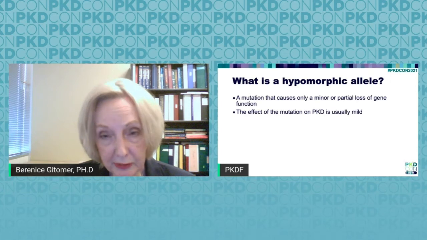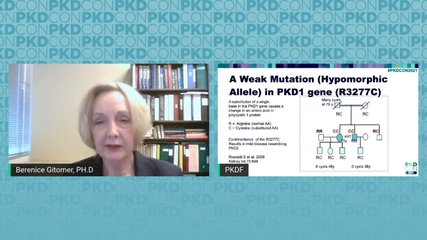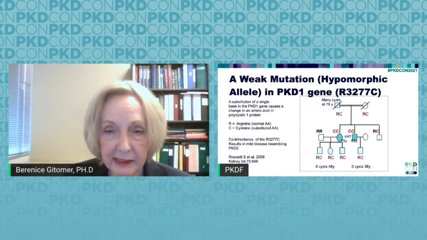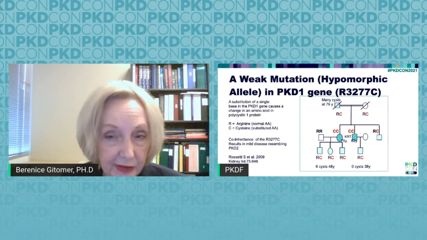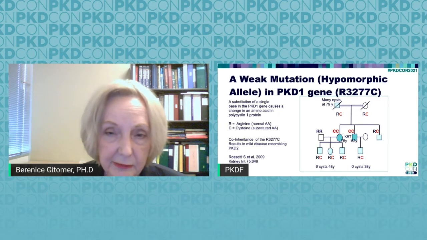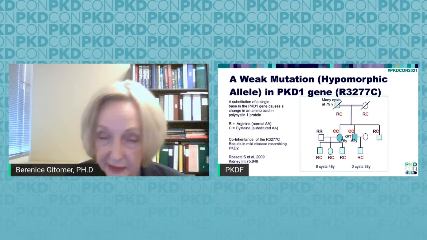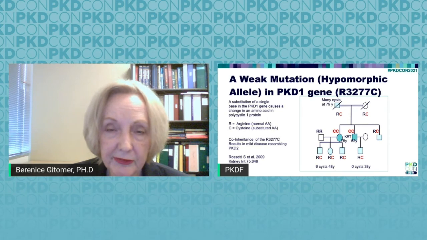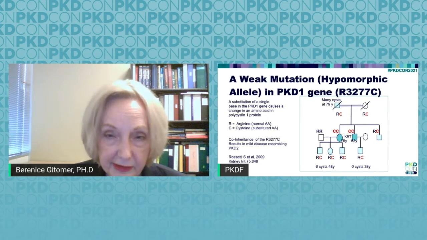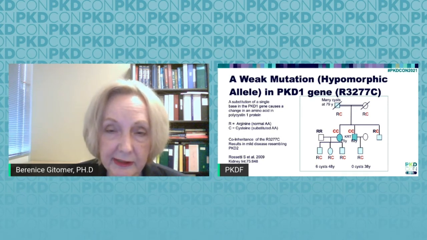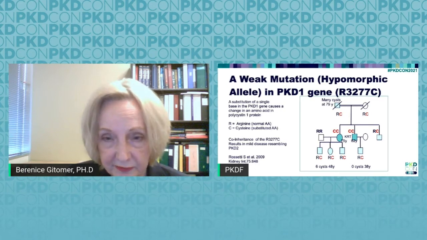This is also called a hypomorphic allele, which I described earlier. Next slide, please. So here we have a family, and in the grandparents' generation, both grandparents had a missense mutation. It's the replacement of the R, which is an arginine, by a cysteine residue. So disease was pretty mild in the grandfather. You can see he had many cysts in his 70s, but still maintained kidney function.